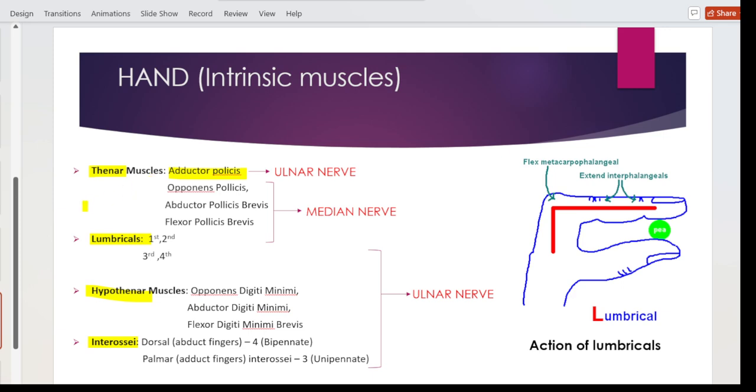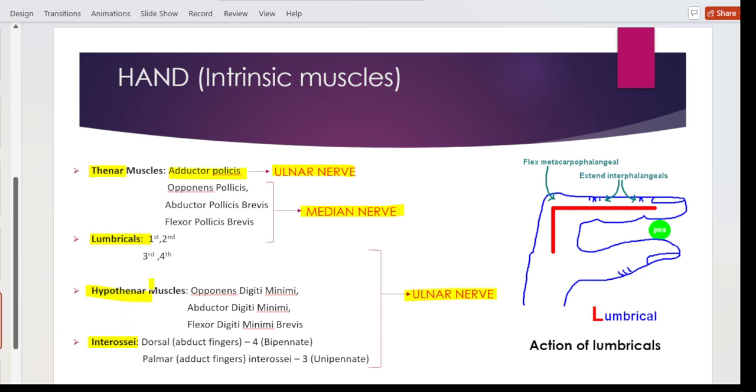As we have learned on the first page, all the thenar muscles and first and second lumbricals are supplied by the median nerve, and the rest of the muscles are supplied by the ulnar nerve. There is one exception here: the adductor pollicis is a thenar muscle, but it is supplied by the ulnar nerve only.